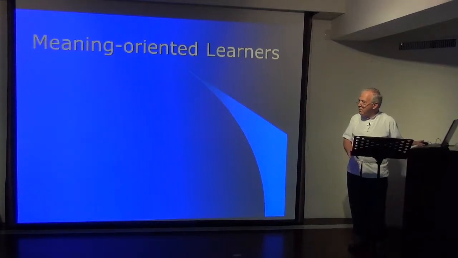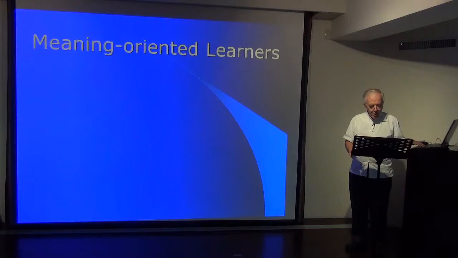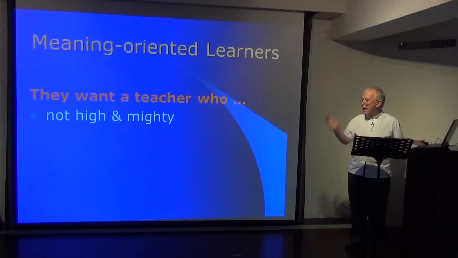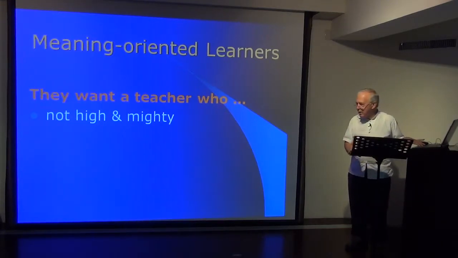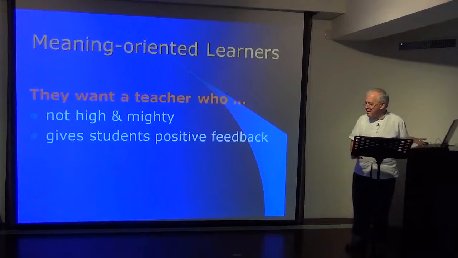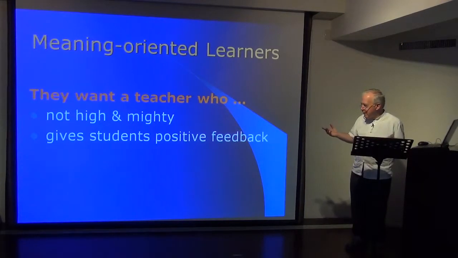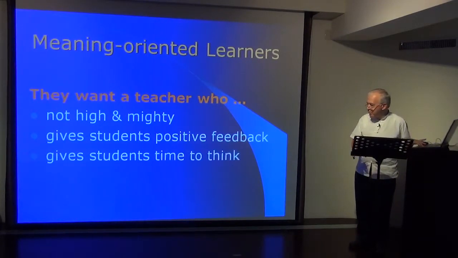All right, let's look at the meaning-oriented, the high I, the person who wants to be friends. They want a teacher who is not high and mighty. In Chinese, we say 高高在上. They don't want someone who is high and mighty. And it's important because they regard friendships as important. They're going by their feelings, that you give them positive feedback. And in this way, you're going to encourage them.